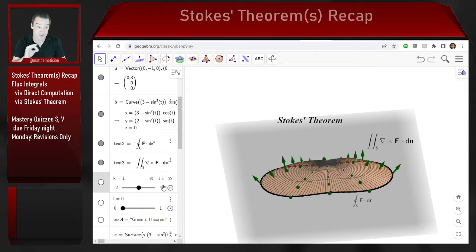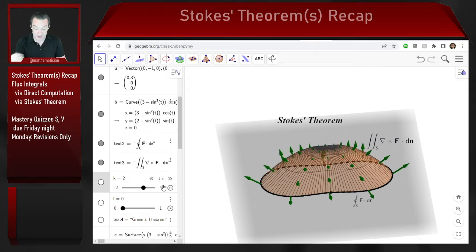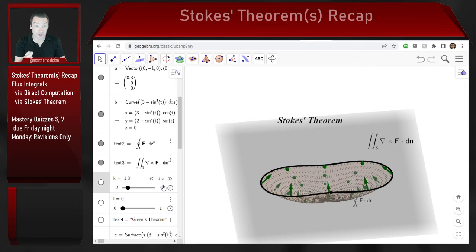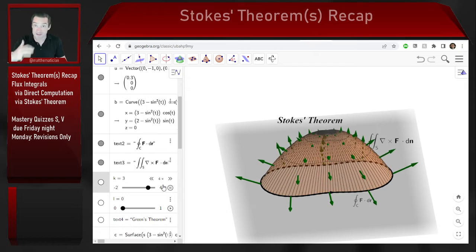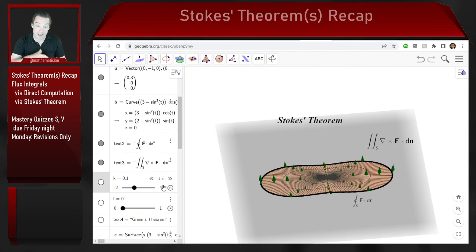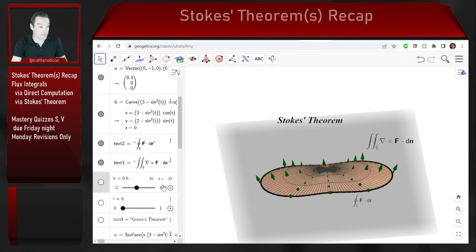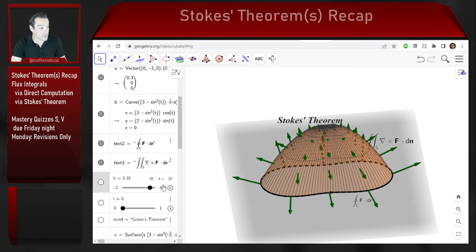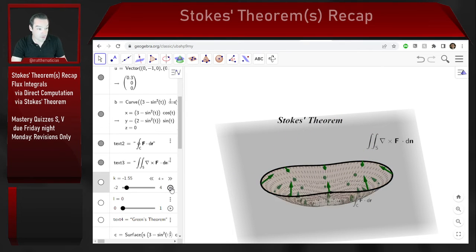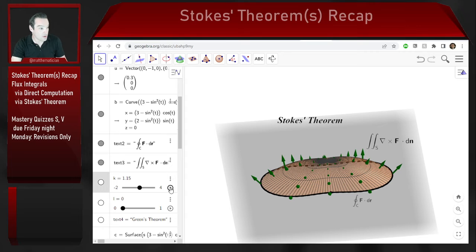So this is the beauty of Stokes' theorem today: you have a single bounding curve that we're interested in the circulation around, but we can pick any surface of which that is a boundary, and the surface integral of the vector curl of the vector field through that surface is going to be the same. It's going to be equal to the circulation of that vector field around the boundary.